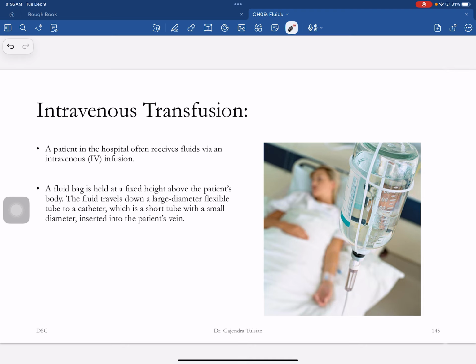Okay, now we'll calculate the pressure involved in intravenous transfusion. So when you're getting an intravenous transfusion, the question is how high should the bag be? Okay. So that's what we'll calculate. If the bag is higher, what will happen? The flow rate will be higher. If it's lower, the flow rate will be lower. Okay? So the height determines the flow rate.